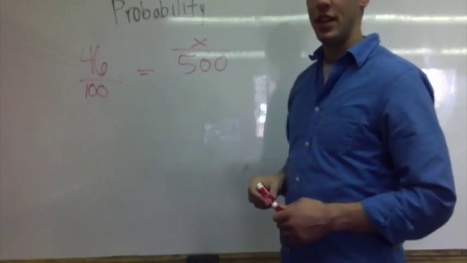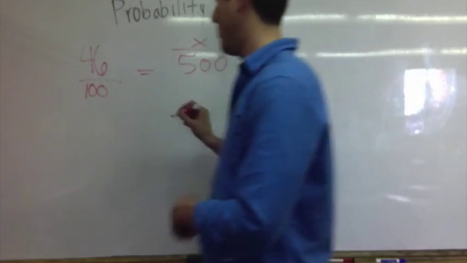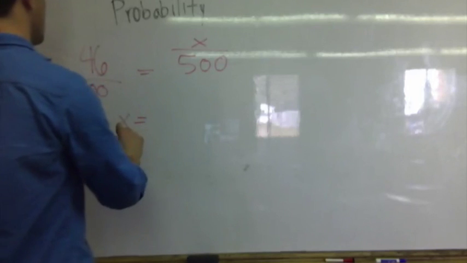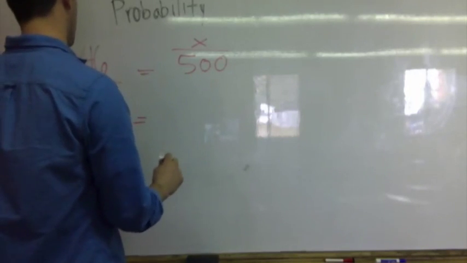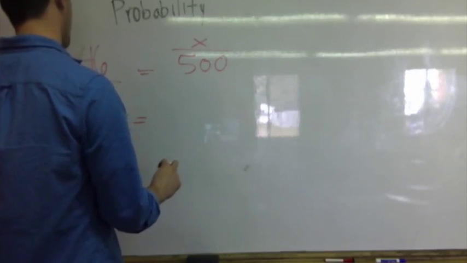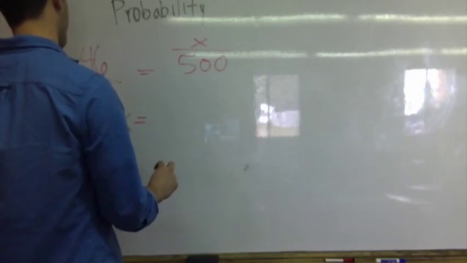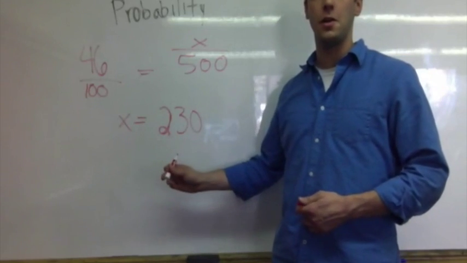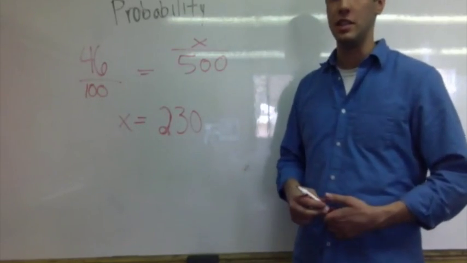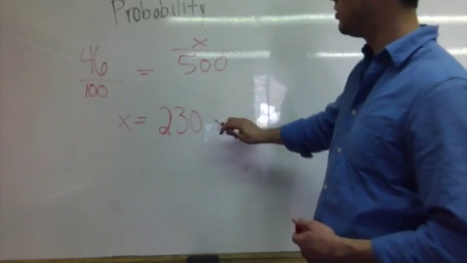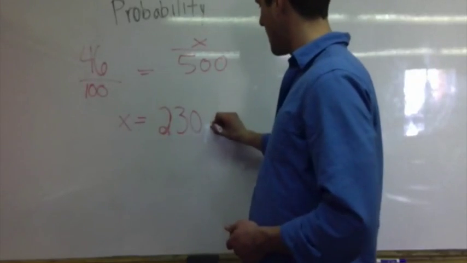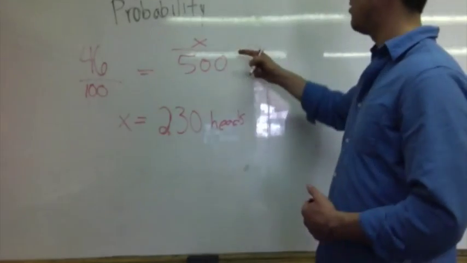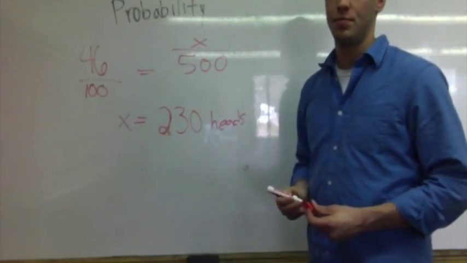So now you solve this, and what you'll have after you cross multiply is x equals 230. And so what that is saying is you would have gotten 230 heads if you were to flip it 500 times total.